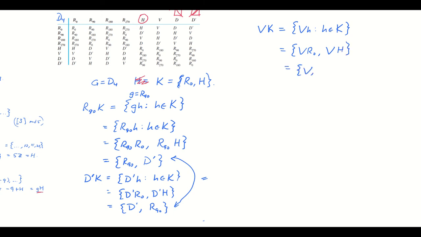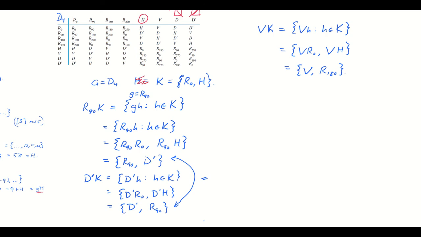So here I get V, and then VH, according to my table, is just R180. Okay, so that's another left coset, and this time it is different from these two. These two are the same, but this one is different, and in fact has nothing in common. Okay, so these are left cosets.